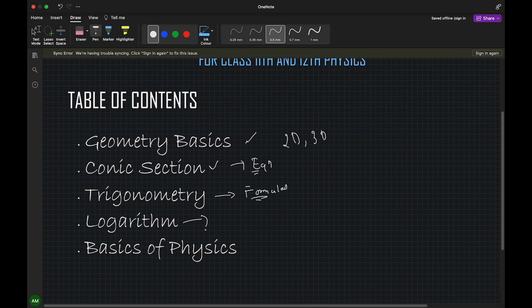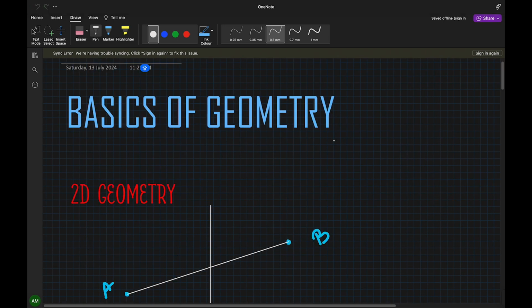and logarithms I will teach in detail, and basics of physics, which is class 10 topics and class 9 topics, which are actually going to be repeated in class 11th and class 12th. So is this clear? Okay, now we'll talk about basics of geometry.